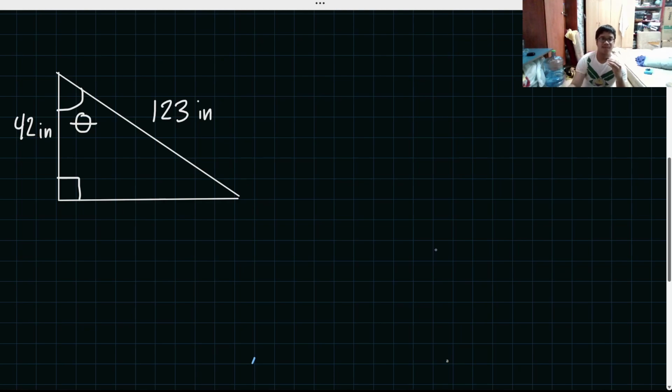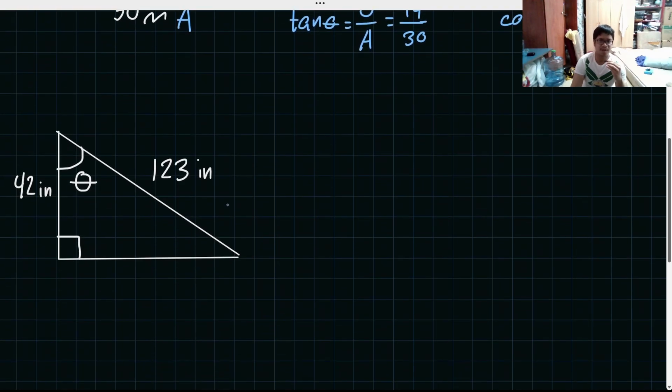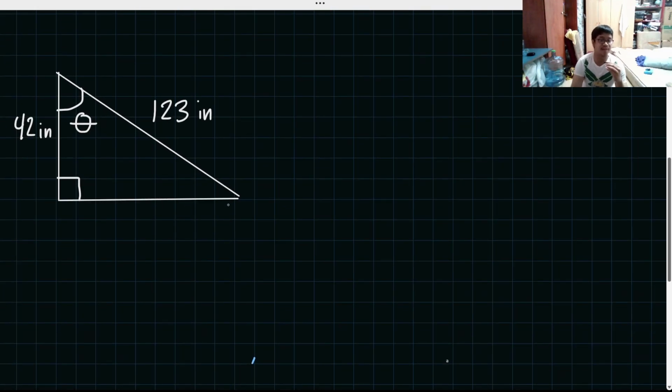Here we have a given right triangle, but actually, there are differences between this and the previous one. The first difference is the location of the given acute angle. The given acute angle here is on the top, which is beside the height of the right triangle.